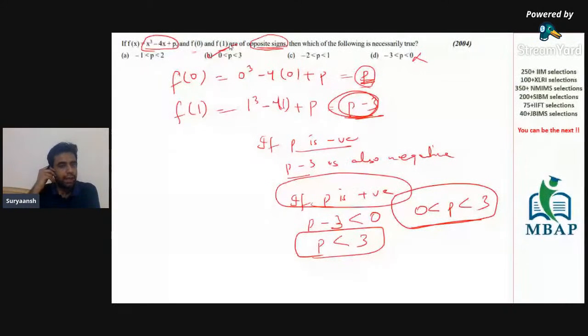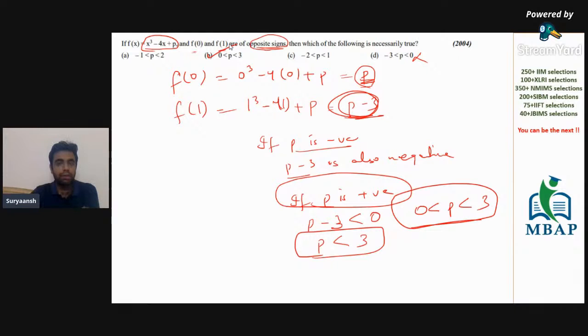We have f of 0 as p and f of 1 as p minus 3. If p is negative, then p minus 3 has to be negative. There's no other way. That's true. If p is negative, then p minus 3 has to be negative. So p has to be greater than 0.